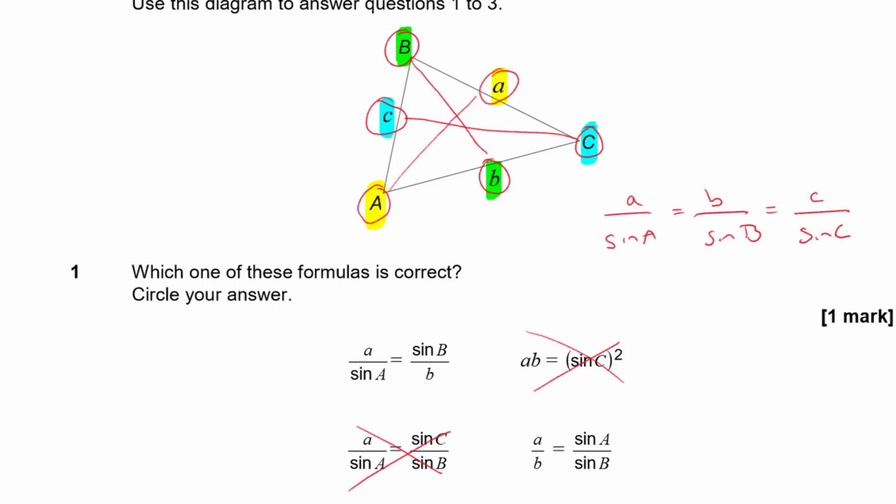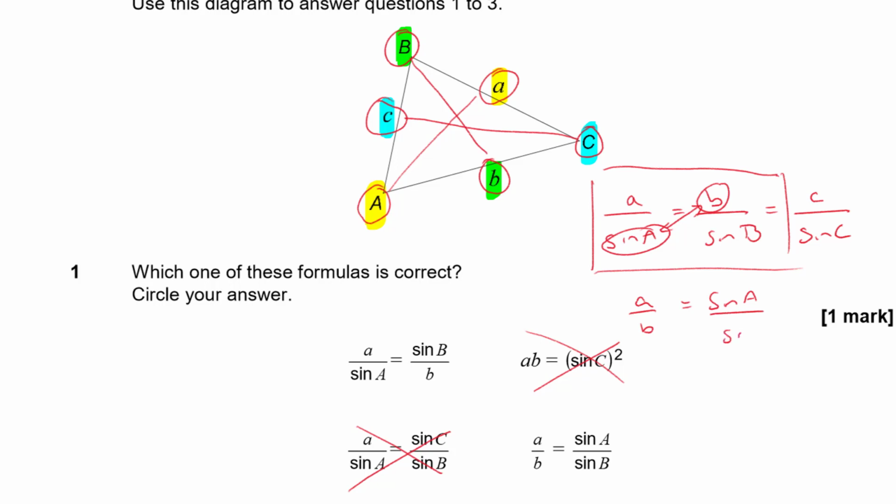So it's either a over sine A equals sine B over b, or it's a over b equals sine A over sine B. Now let's have a look at this first part of the sine rule. Now I could cross multiply that b and that sine A, switch them round. That would give me a over b is equal to sine A over sine B, which is this option here, isn't it? I couldn't make it that first one because they're the wrong way around, so it's not going to be that one. So it's a over b is equal to sine A over sine B.